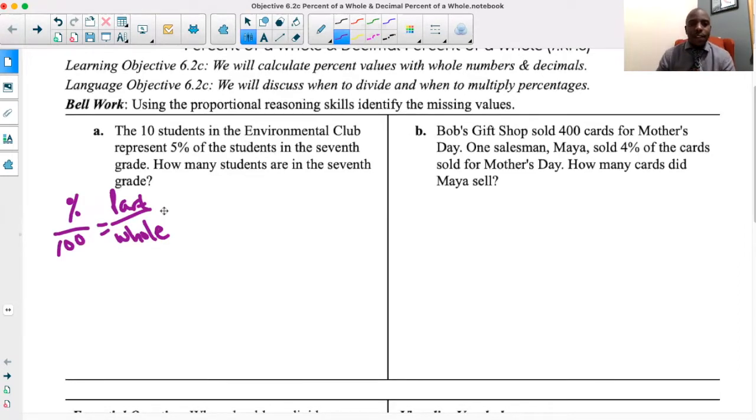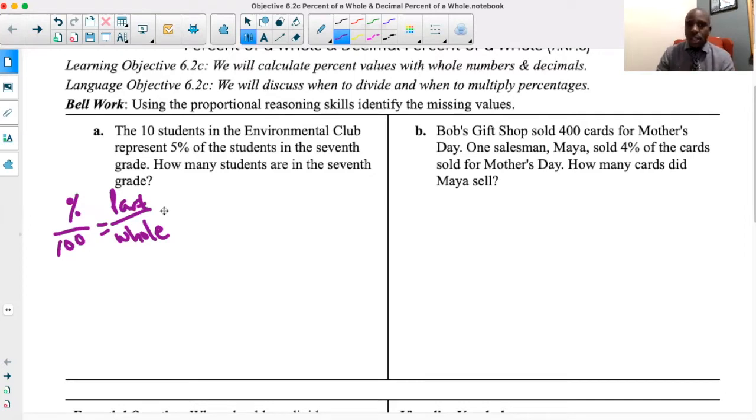I have to identify, okay, what did they give me? Did they give me the percent? Did they give me the part? Did they give me the whole? In most situations, they're going to give you 2 out of these 3 parts. I know I'm repeating myself and revisiting the content from 6.2b, but I want to make sure you really get this, okay?